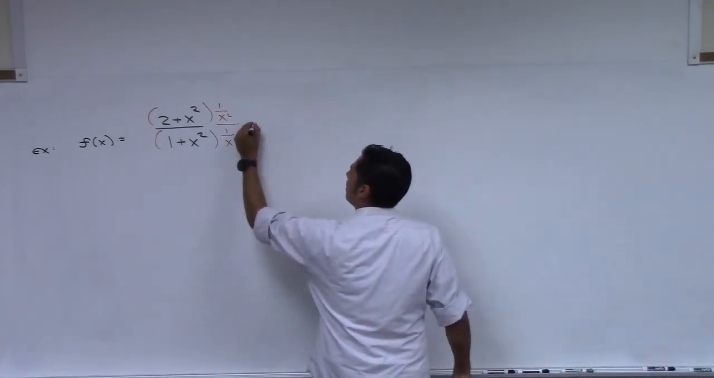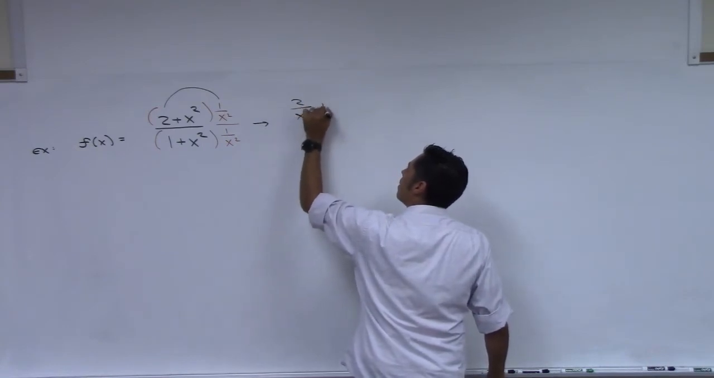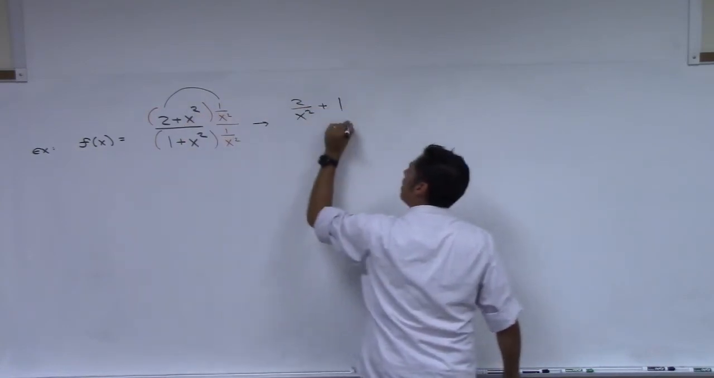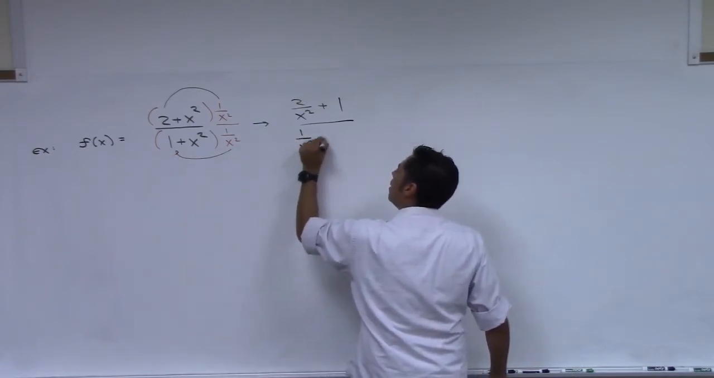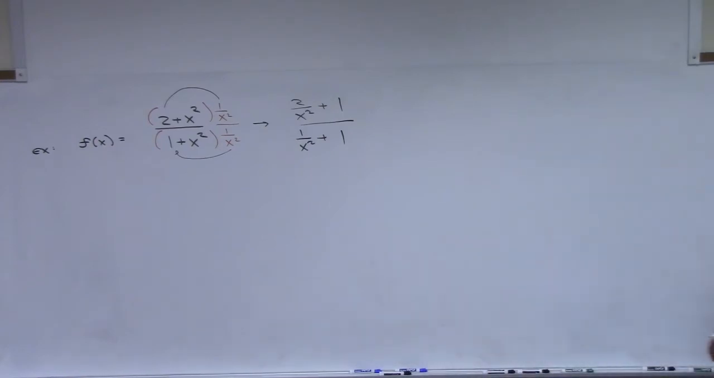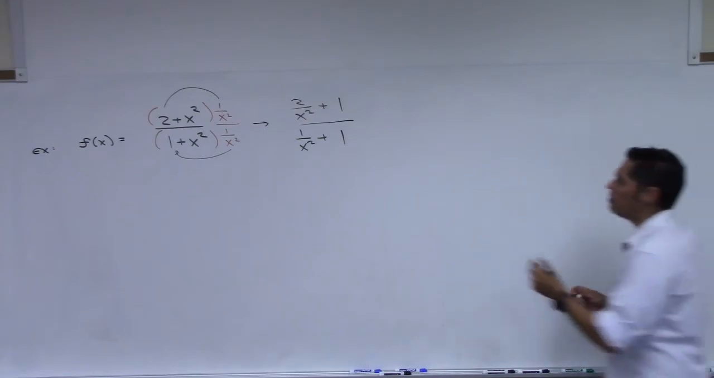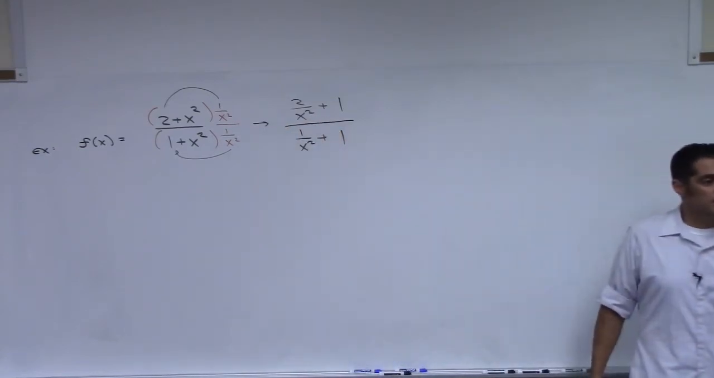And what would happen? Let's see, we go here to here, you get 2 over x squared. And then plus, when you do this to this, you get 1. And then here to here, you get 1 over x squared. And then here to here, you get 1, right? Does that help? Did we gain anything there? Does that make the problem doable now? What do you think? It was your suggestion, right?